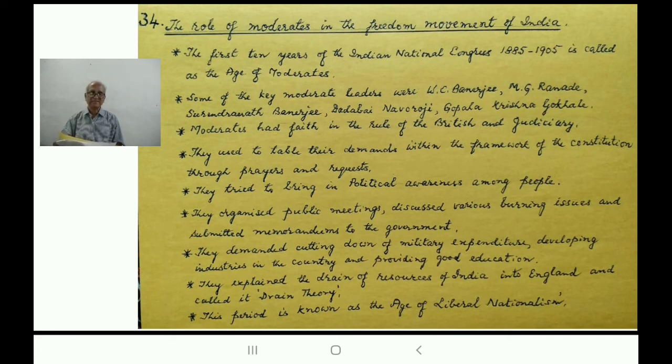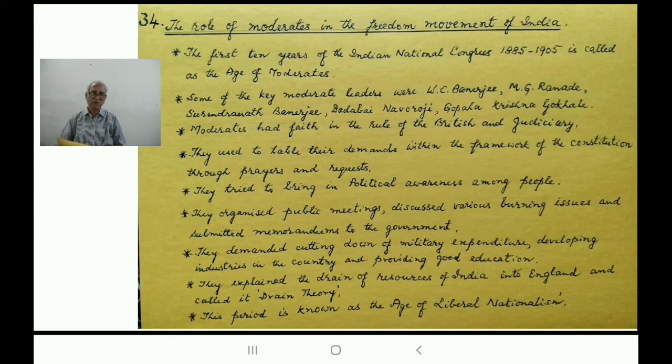Some of the key moderate leaders were Womesh Chandra Banerjee, that's W.C. Banerjee, you need not write in full, W.C. Banerjee, Mahadev Govind Ranade, M.G. Ranade, then Surendranath Banerjee, then Dadabhai Naoroji, Gopal Krishna Gokhale, the political guru of Mahatma Gandhi, and Mahatma Gandhi himself later, but he comes after the first 20 years. They are all examples of key moderate leaders in India. Later on, in the latter period of our freedom struggle, you have many moderate leaders like Jawaharlal Nehru, Kasturba, Sarojini Naidu, Jawaharlal Nehru. They were all moderate leaders.